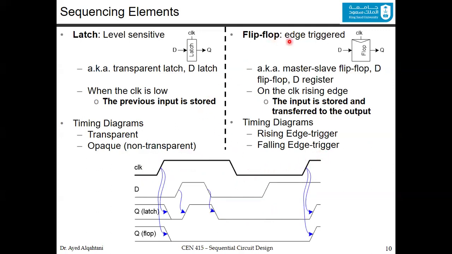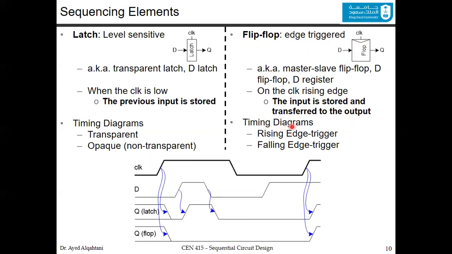For the flip-flop, it's edge-triggered. It's also known as a master-slave flip-flop or D flip-flop or sometimes D register. You can see that it's similar to this one except for this triangle here, which shows that this is an edge-triggered flip-flop. What do we mean by edge trigger? On the clock rising edge, only at the rising edge, the input is stored and transferred to the output.